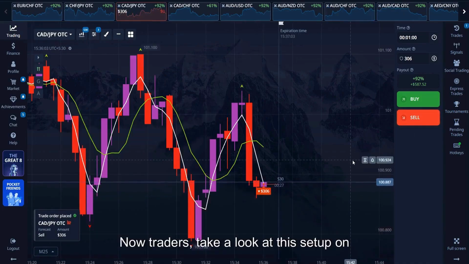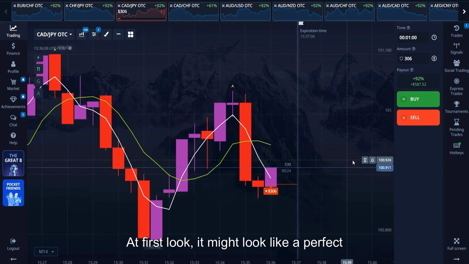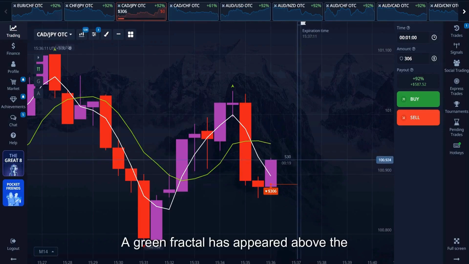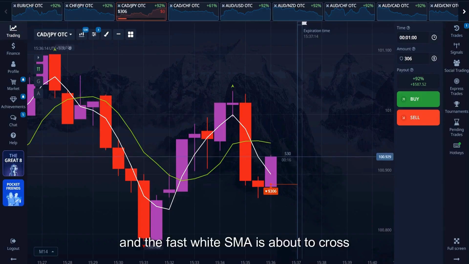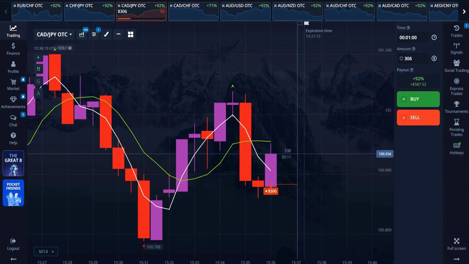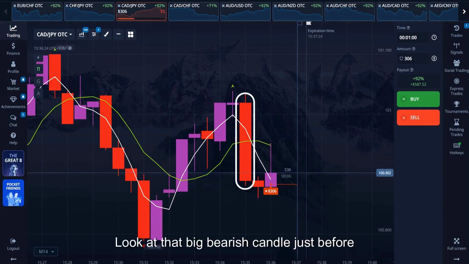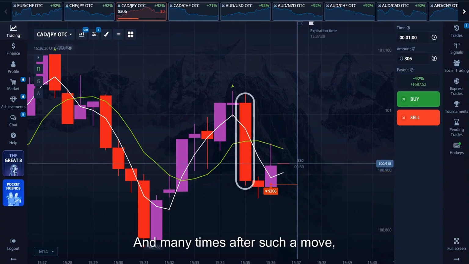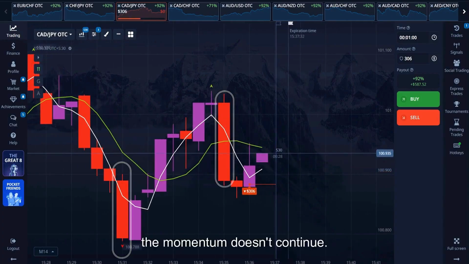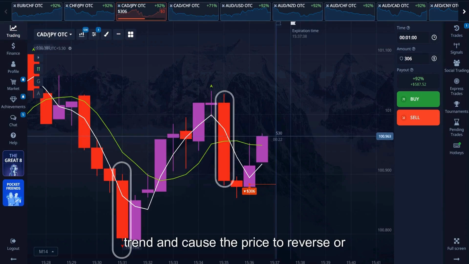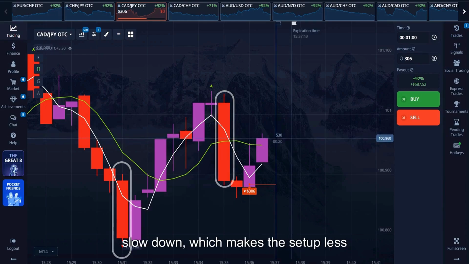Now traders, take a look at this setup on the screen. At first look, it might look like a perfect sell trade based on our strategy. A green fractal has appeared above the candle, and the fast white SMA is about to cross below the slow red SMA. This fits our rules, right? But there's something important I want you to notice. Look at that big bearish candle just before the signal. Large candles like this often indicate a sudden price move. And many times after such a move, the momentum doesn't continue. In fact, these types of candles can confuse the trend and cause the price to reverse or slow down, which makes the setup less reliable.